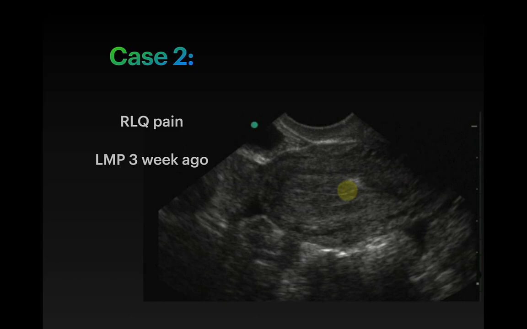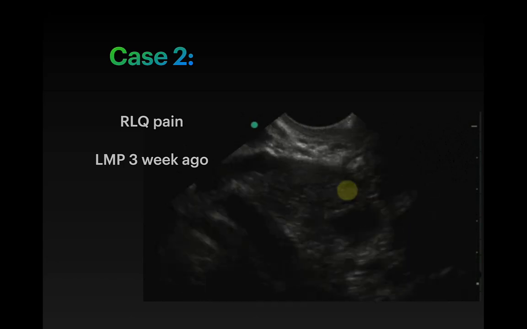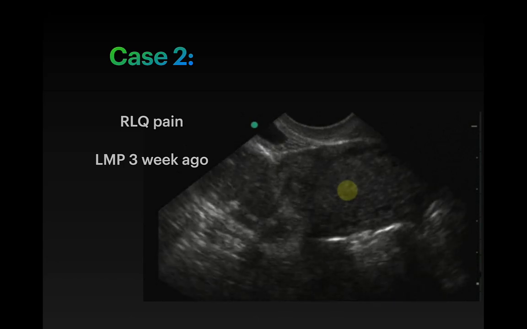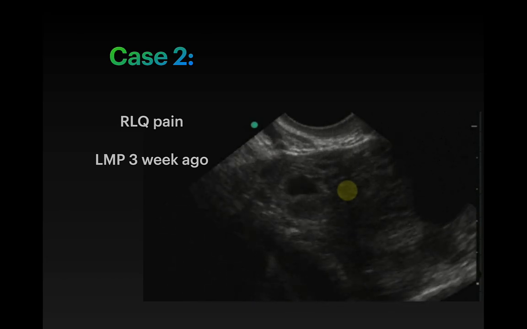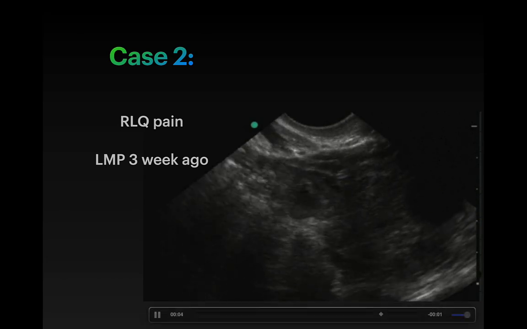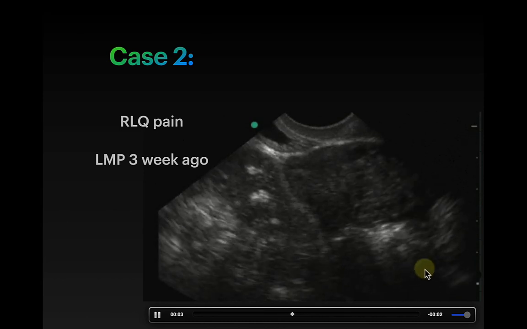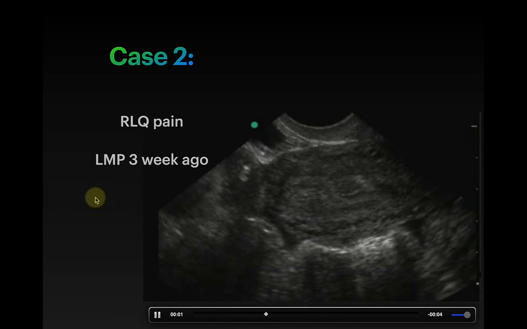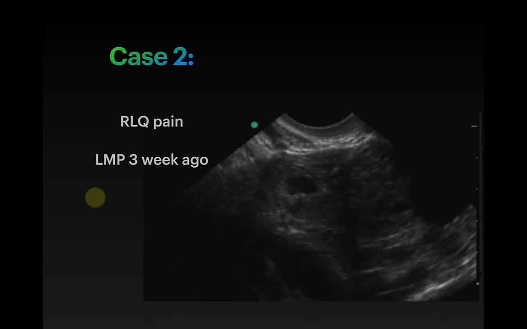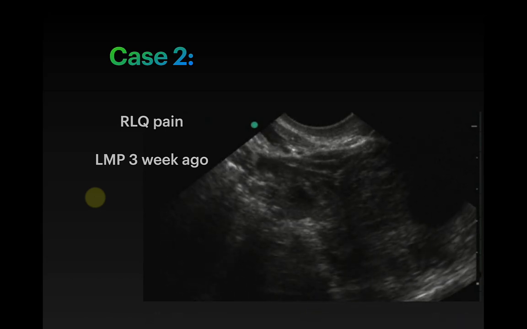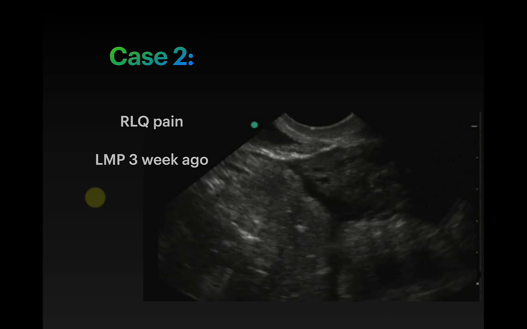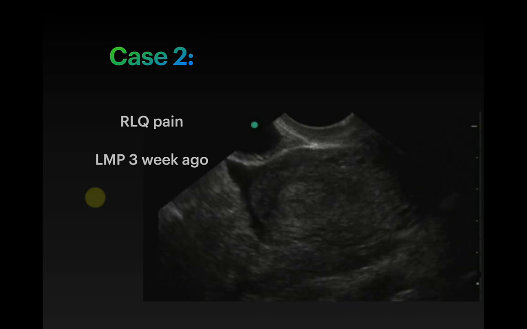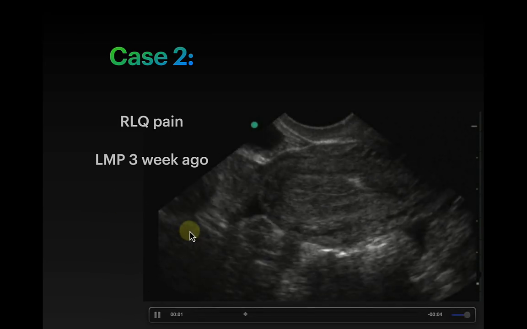All right, so another patient presenting with right lower quadrant pain. Her last menstrual period was 3 weeks ago. This is the right adnexa over here. Here's the uterus right here, endometrial stripe. What do you guys think? Just free fluid. What else? Yeah, she has a gestational sac that is not in the gestational sac area.